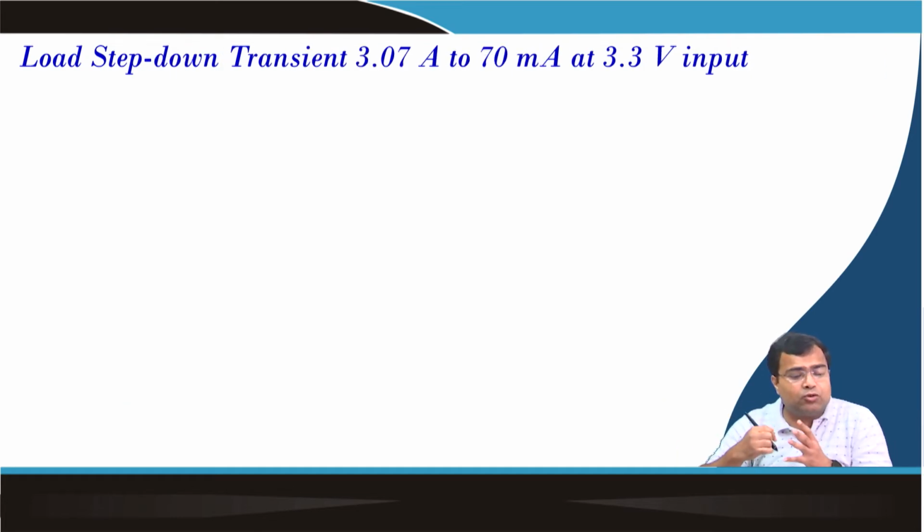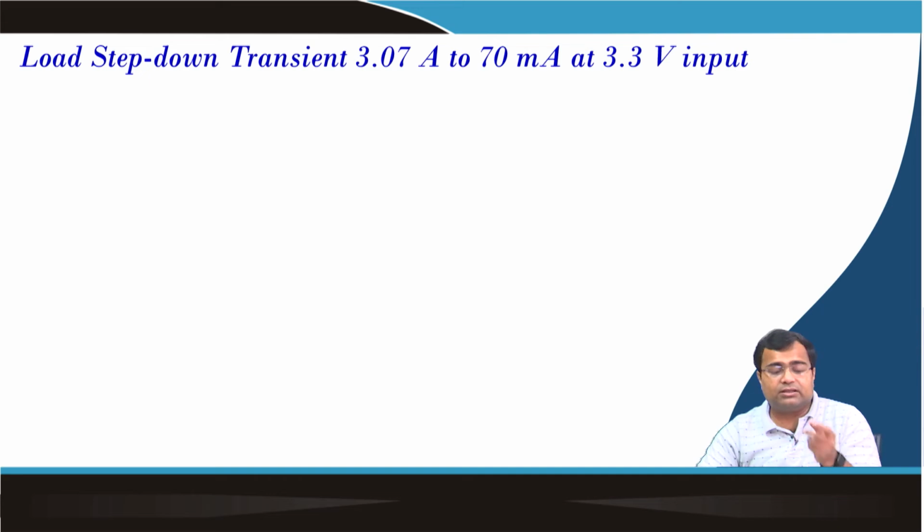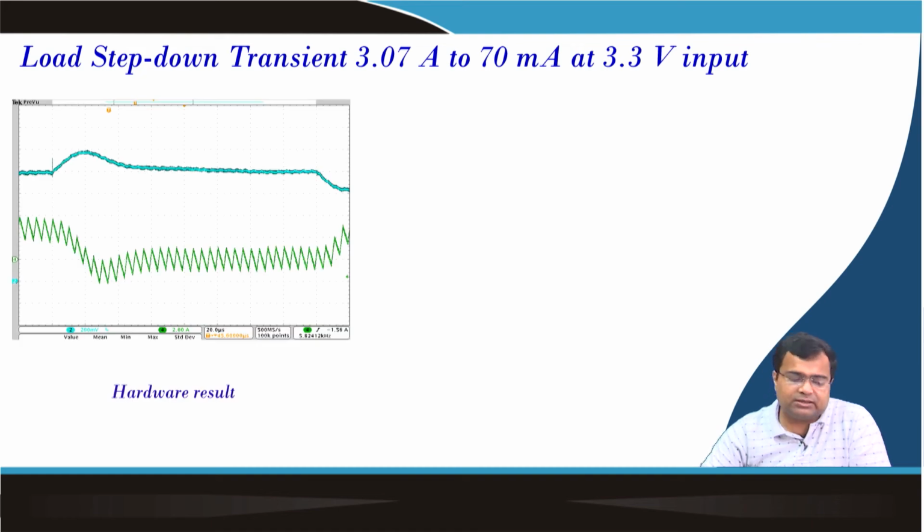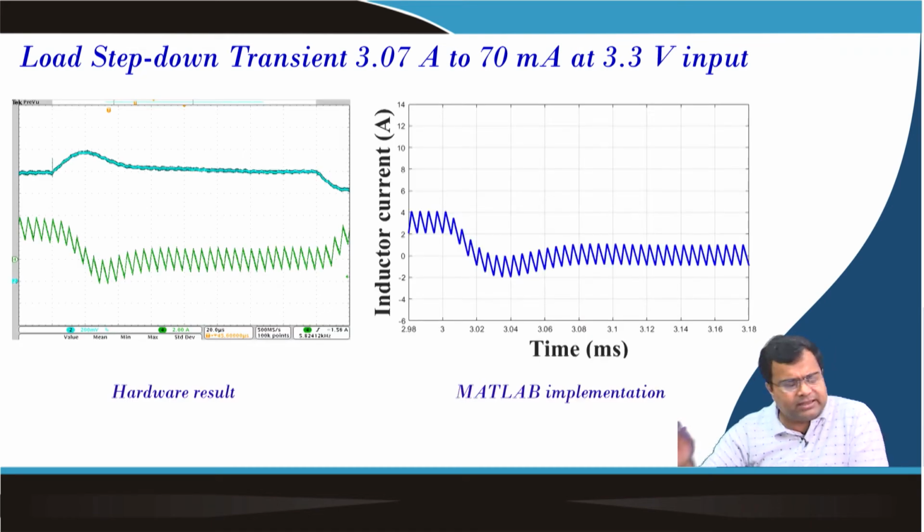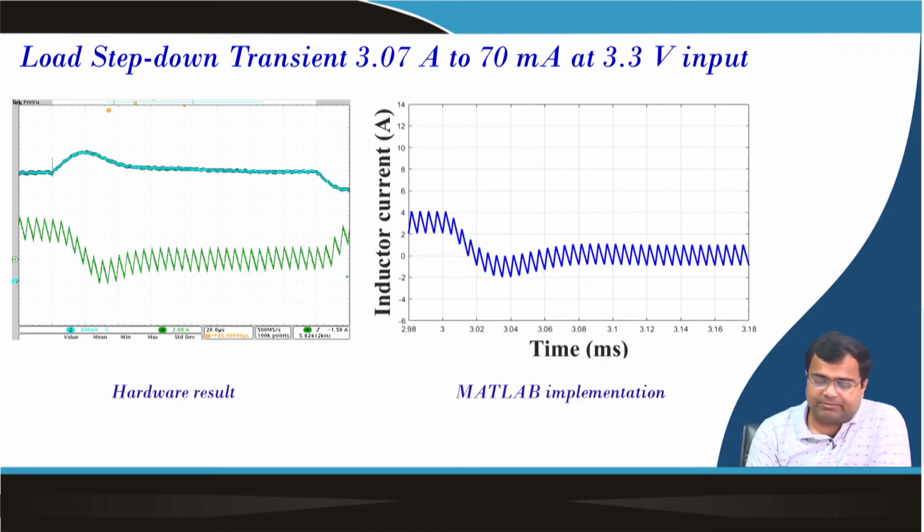Now, we are going to see the load step down transient, where the current is now coming from 3.07 ampere to 70 milliampere, same condition. So, we have maintained the same time scale. Now, we are showing step down. You see when you apply step down, it is actually taking kind of a 1 cycle delay, and you can see this is coming around from here to here, roughly close to 35. So, it is also coming like this.